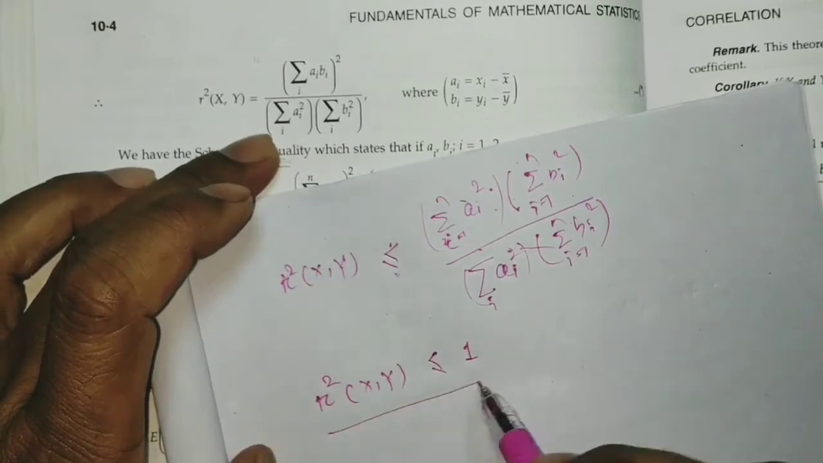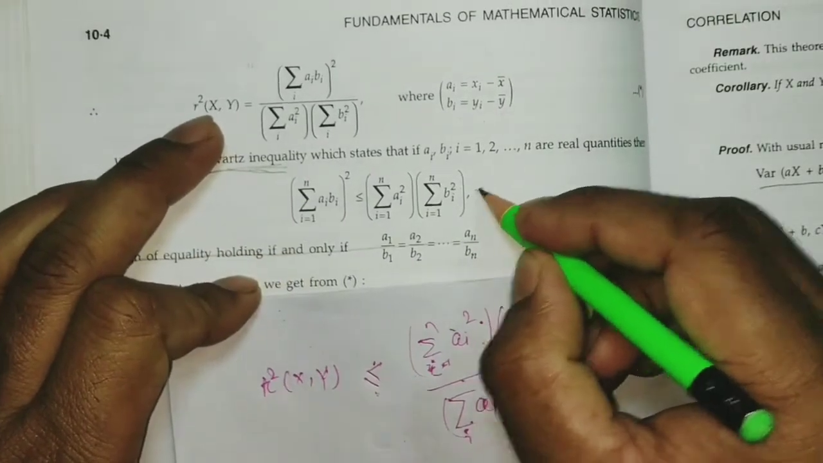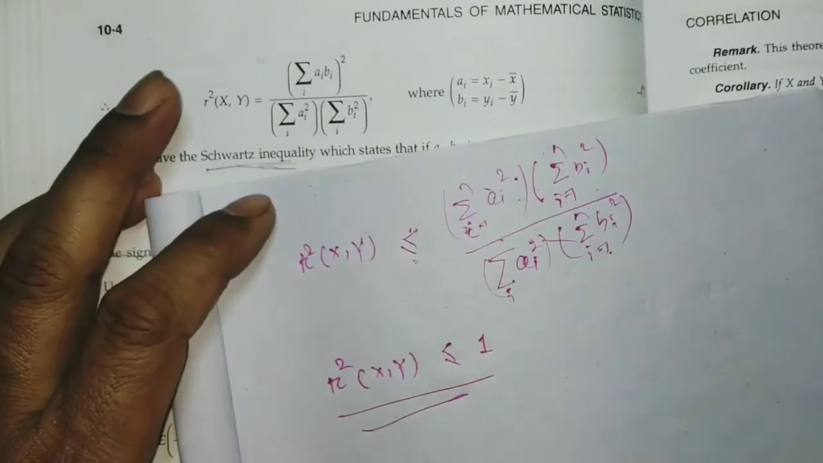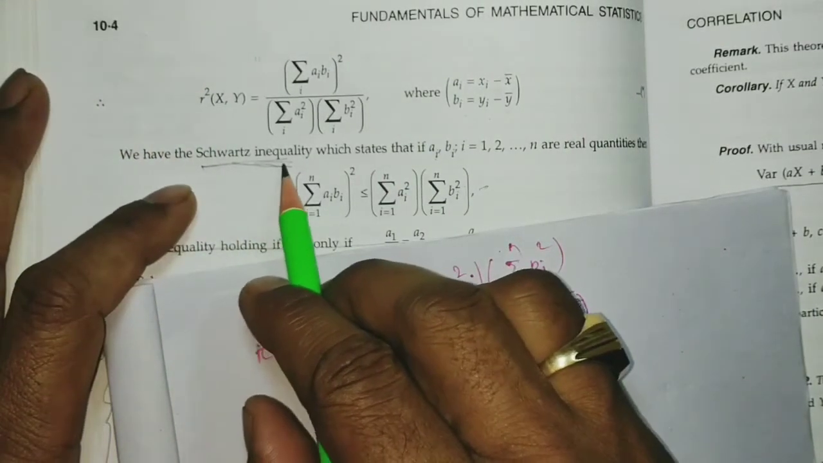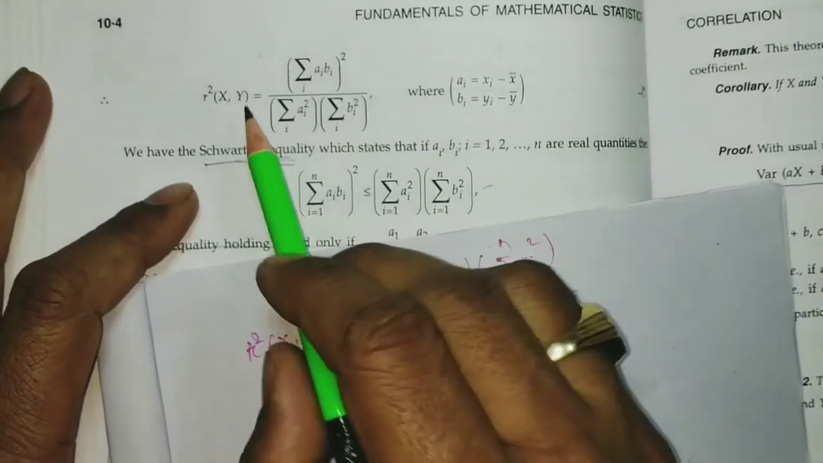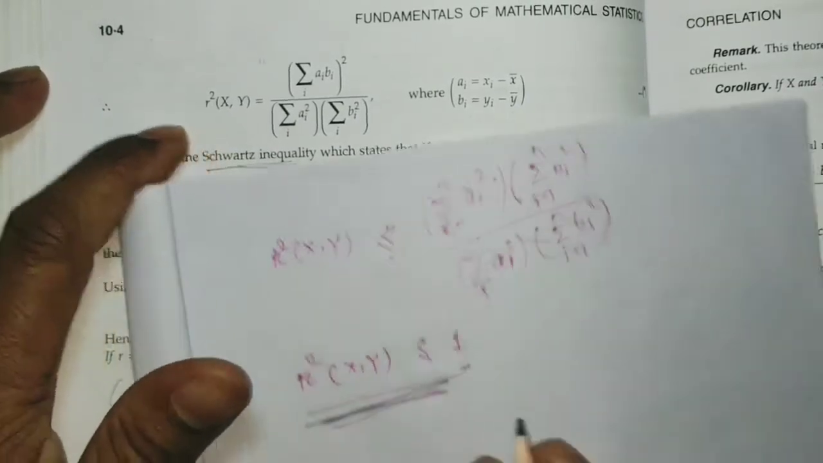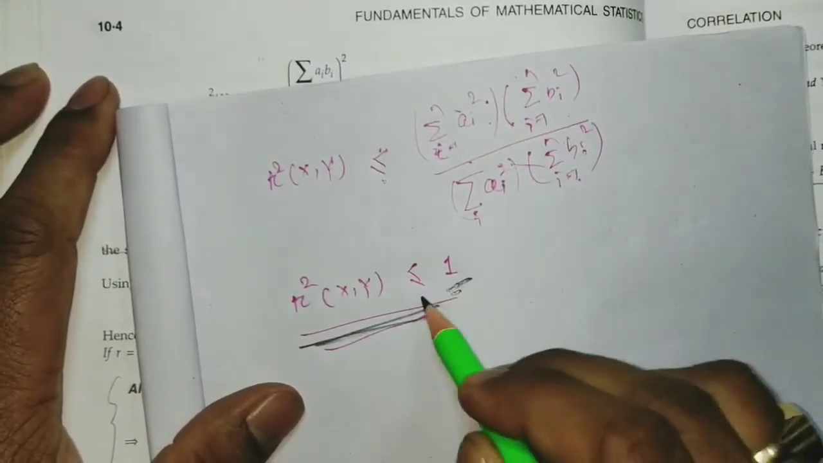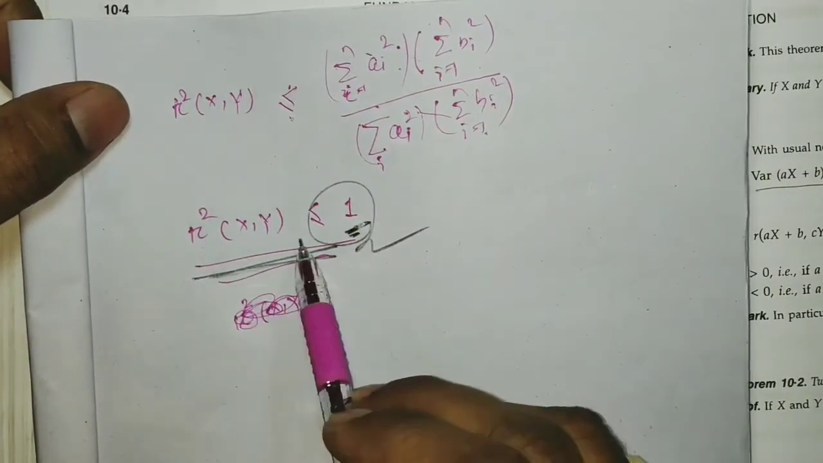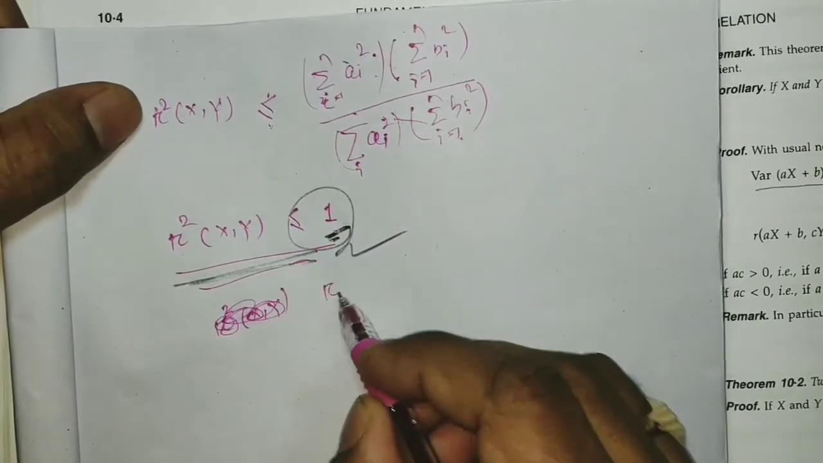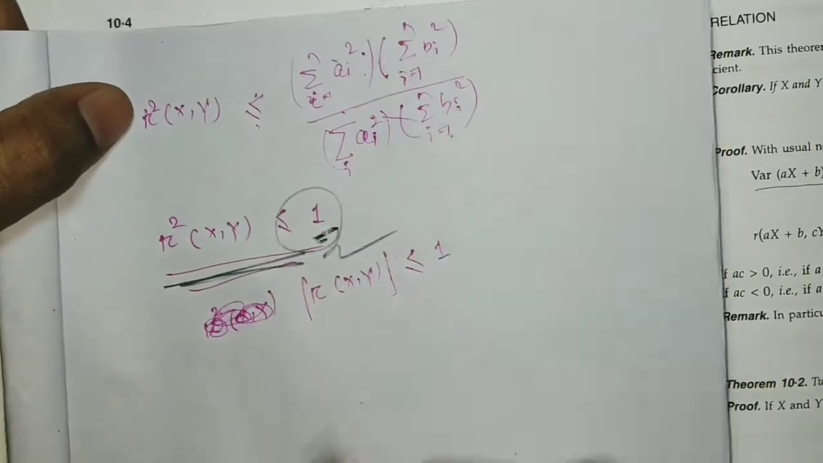Okay, so this step you have to add after this one. After this step you have to add this step, then you have to write down this one. So here, if we consider this inequality or theorem, we found r square is not equal to this much, but r square is less than or equal to 1. So here we found r square xy less than or equal to 1, or we can write mod r xy less than or equal to 1, right?